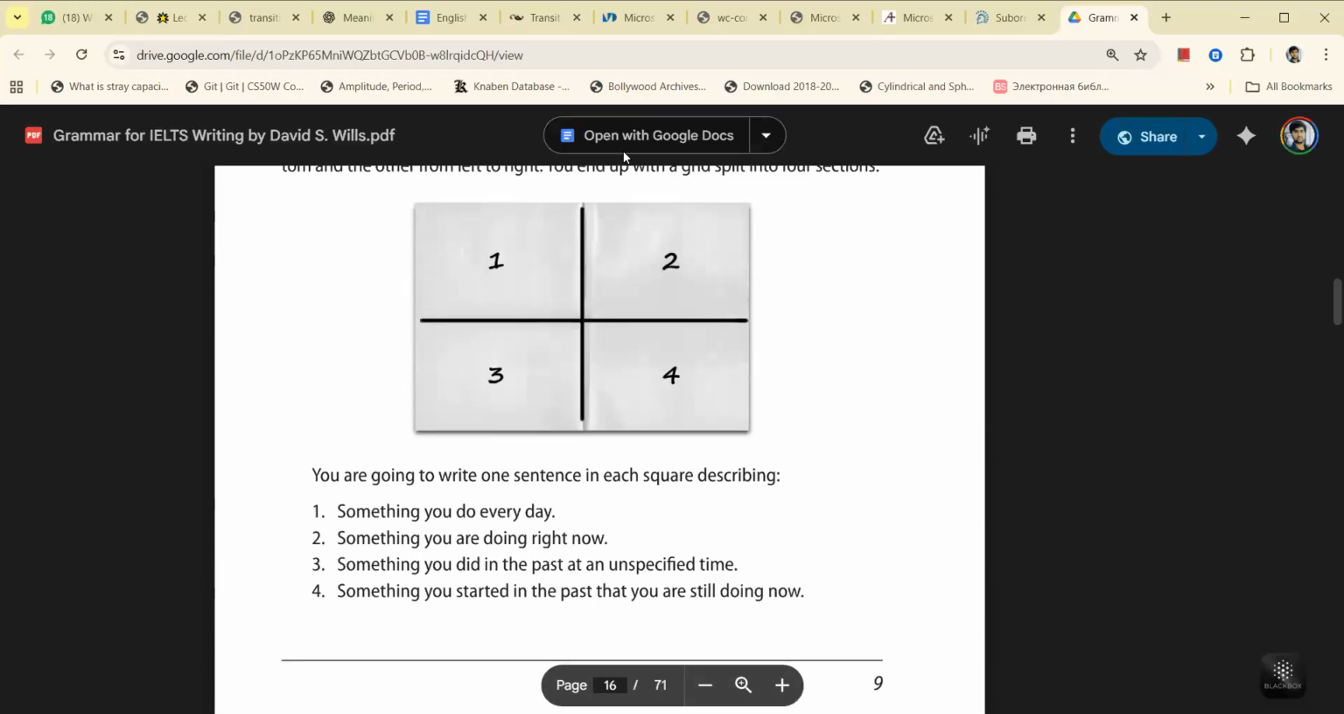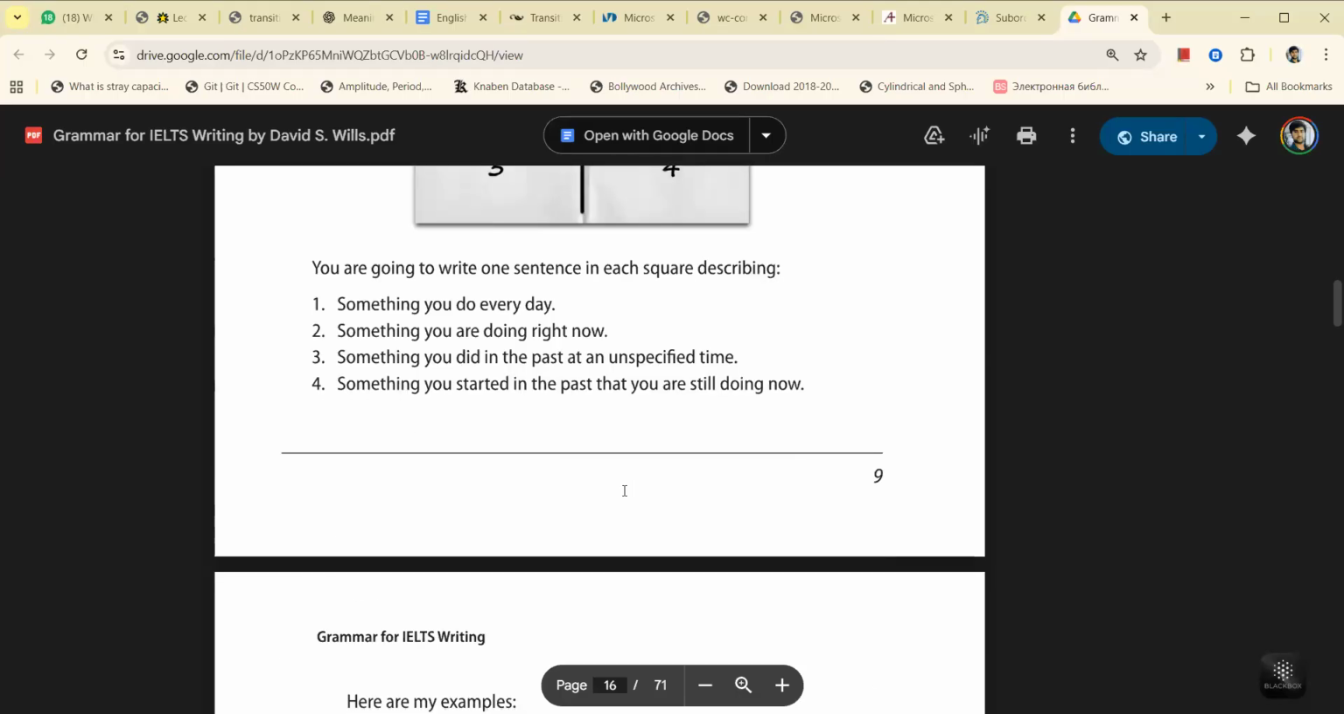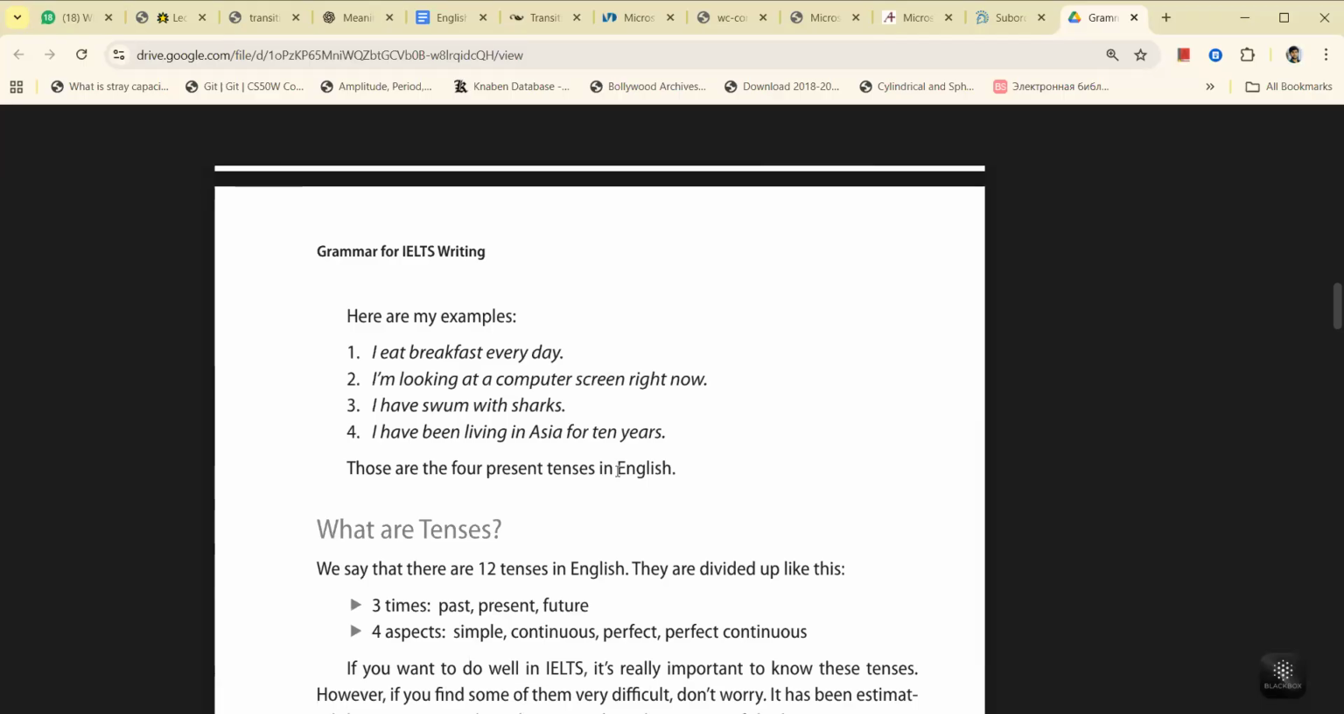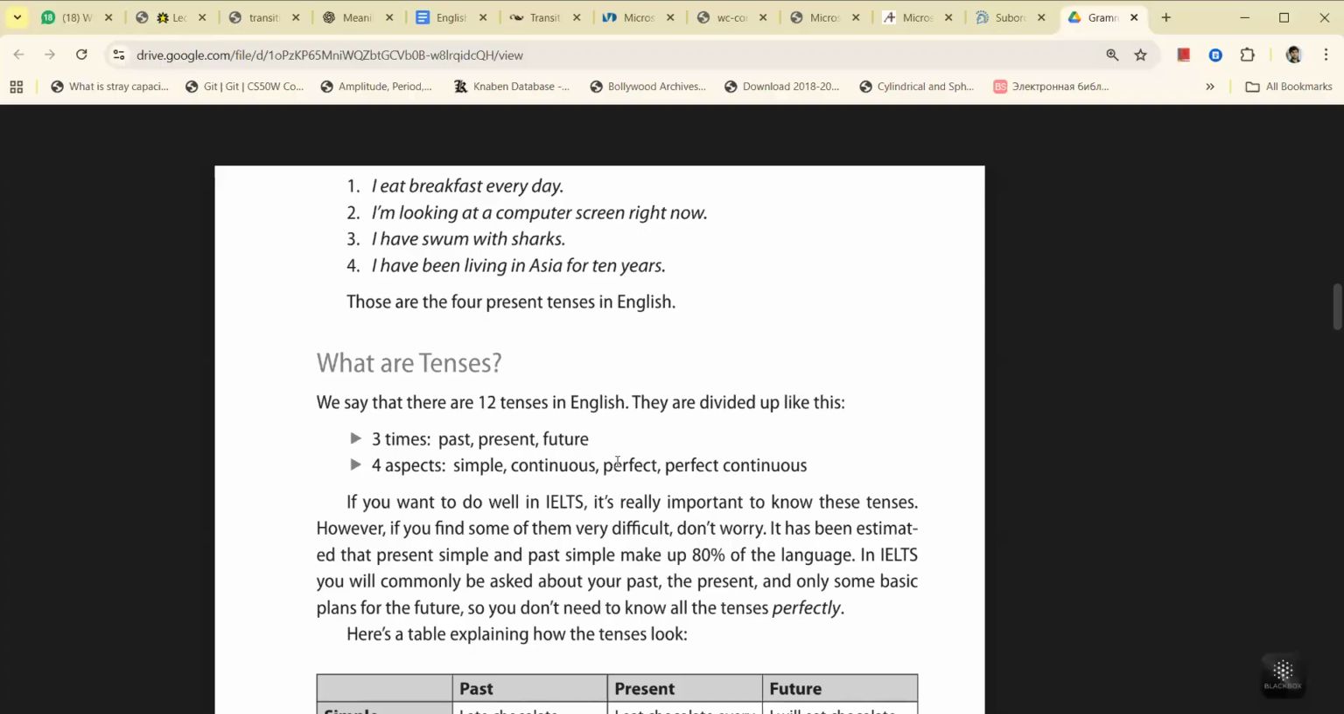So, first of all, we have to take the paper and write down all the sentences according to number. Here are my examples. I eat breakfast every day. I'm looking at a computer screen right now. I have swum with sharks. I have been living in Asia for 10 years. These are the four present tenses in English.